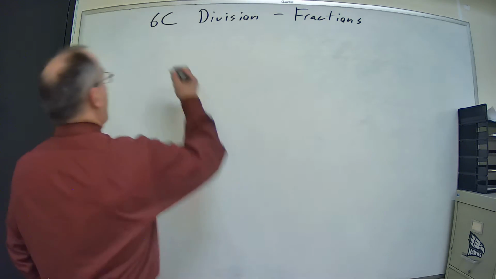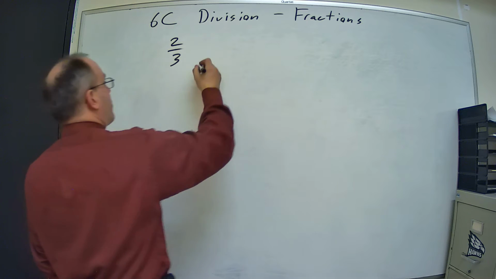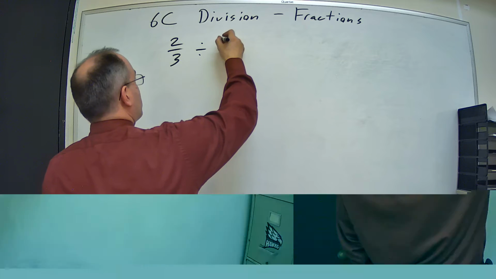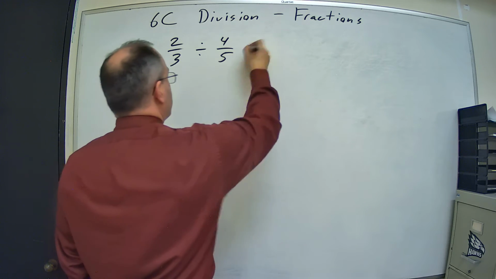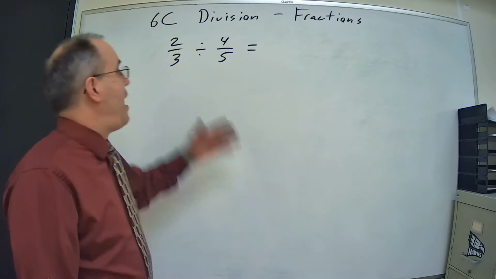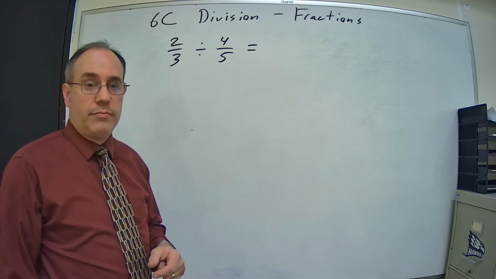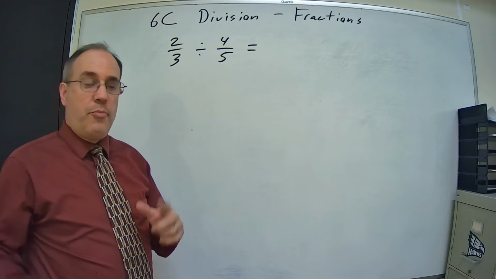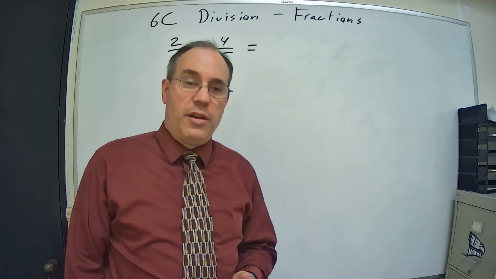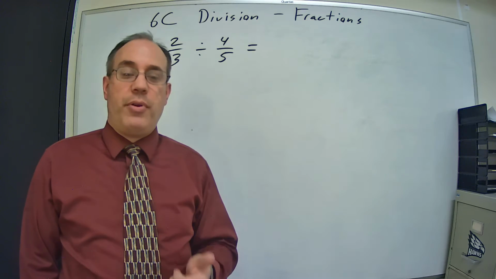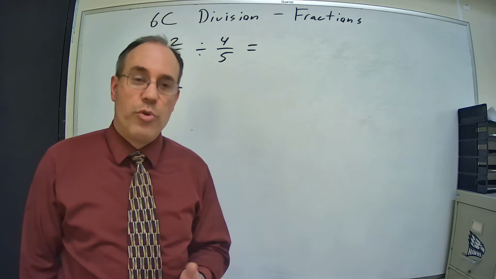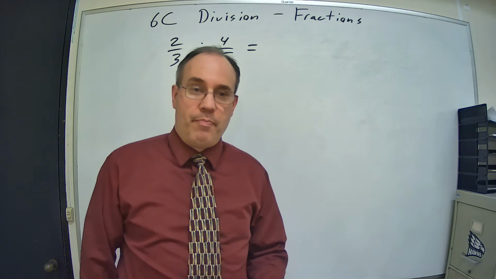So let's take a look at this. If we have 2/3 divided by 4/5. So 2/3 divided by 4/5. Now, that may look difficult, but really, it's not, because what we're going to do is we're going to keep, change, flip. Or, as I like to say, we're going to keep it, change it, flip it, bop it.